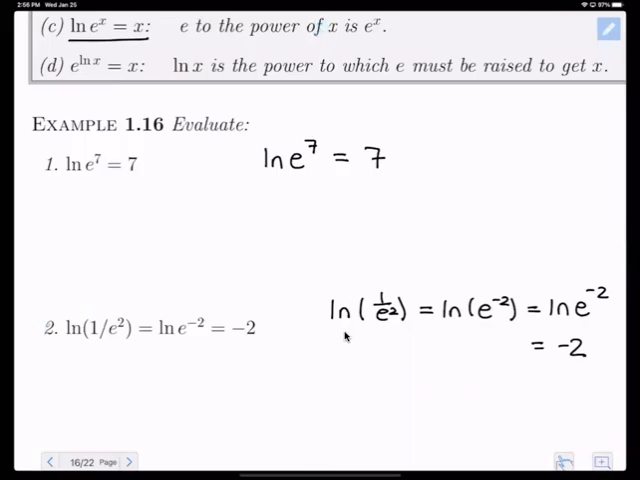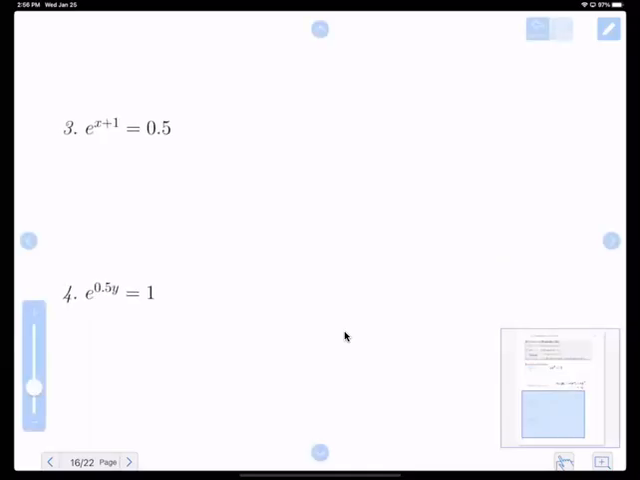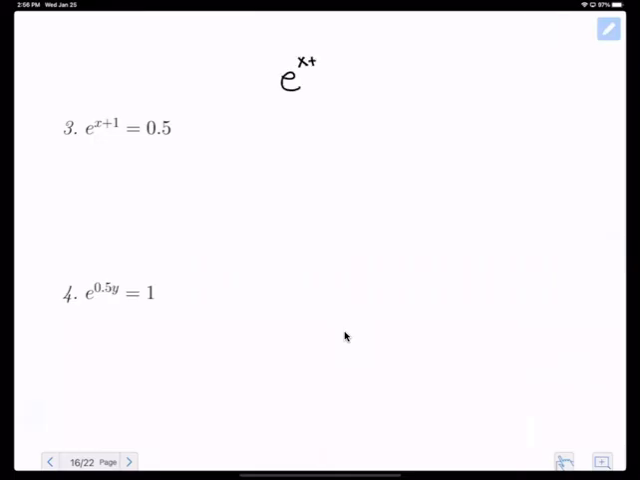Okay. This is a little tricky here. We need to find X. Let's do this one. E to the X plus 1 is 0.5. Rewrite: E to the X plus 1 is 0.5. I want to get rid of this E. Oh, go ahead. Would it be 0.5 minus 1? So negative 0.5 plus 1.